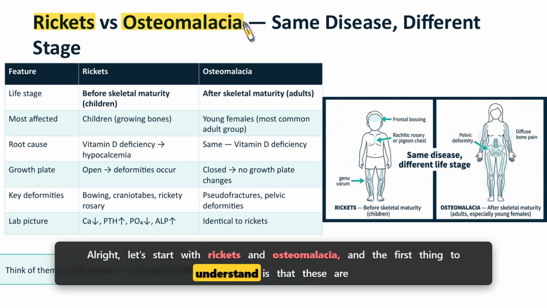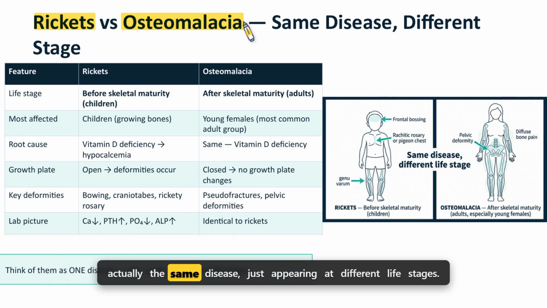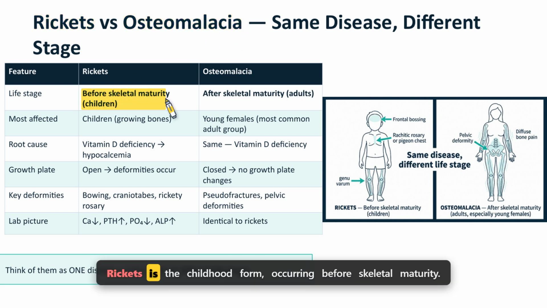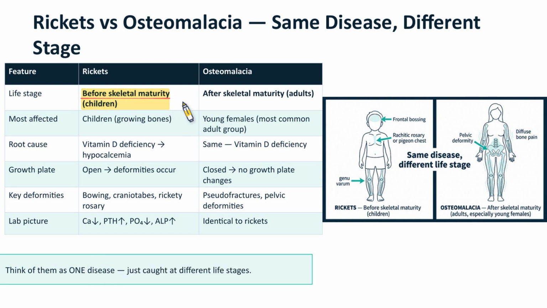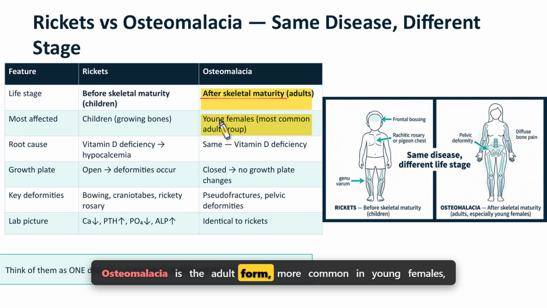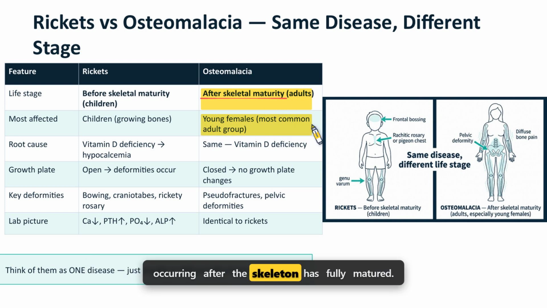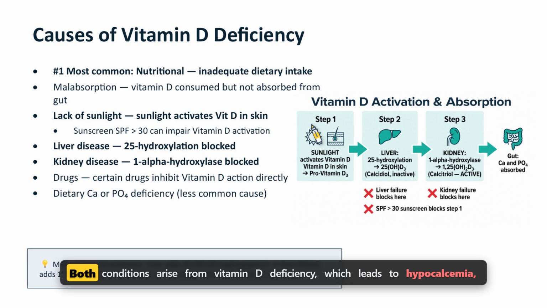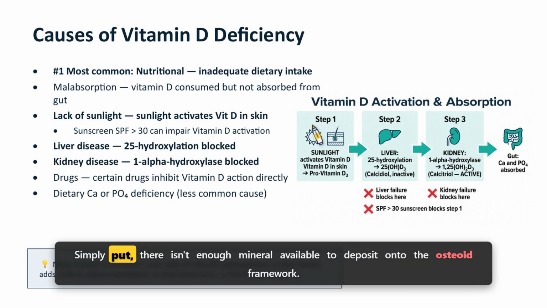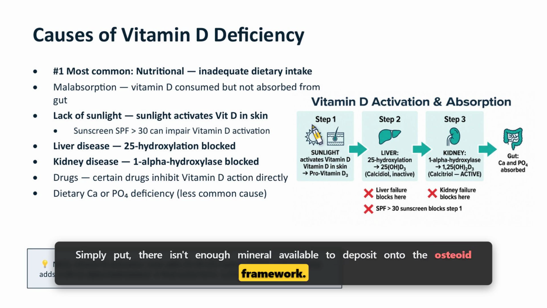And the first thing to understand is that these are actually the same disease, just appearing at different life stages. Rickets is the childhood form, occurring before skeletal maturity. Osteomalacia is the adult form, more common in young females, occurring after the skeleton has fully matured. Both conditions arise from vitamin D deficiency, which leads to hypocalcemia. Simply put, there isn't enough mineral available to deposit onto the osteoid framework.